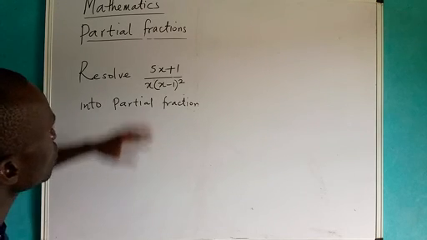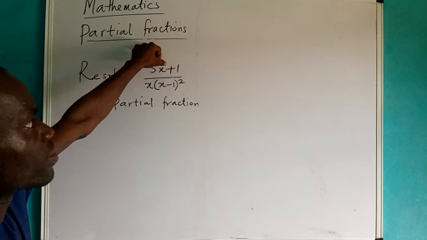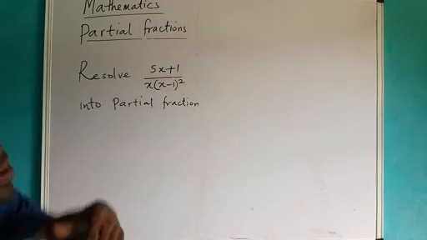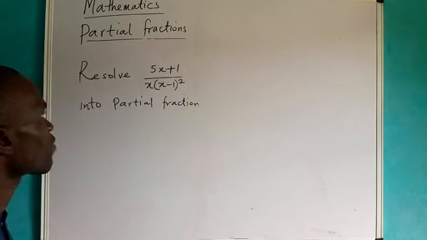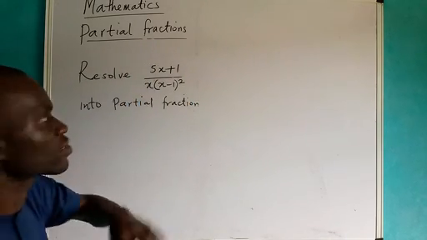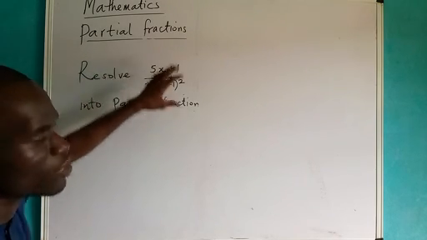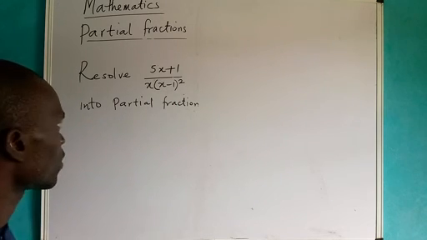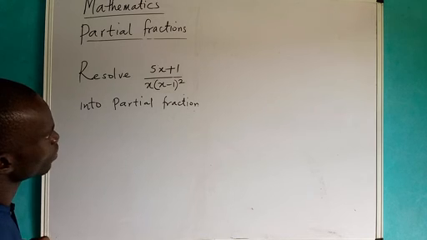But if, for instance, the highest degree of x in the numerator was higher, I can resolve it first using the long division method. Then I will resolve it to partial fraction. From there, I can now split. But here, since this one is a proper fraction, I can go direct and split. Now let us split this one into other smaller fractions.